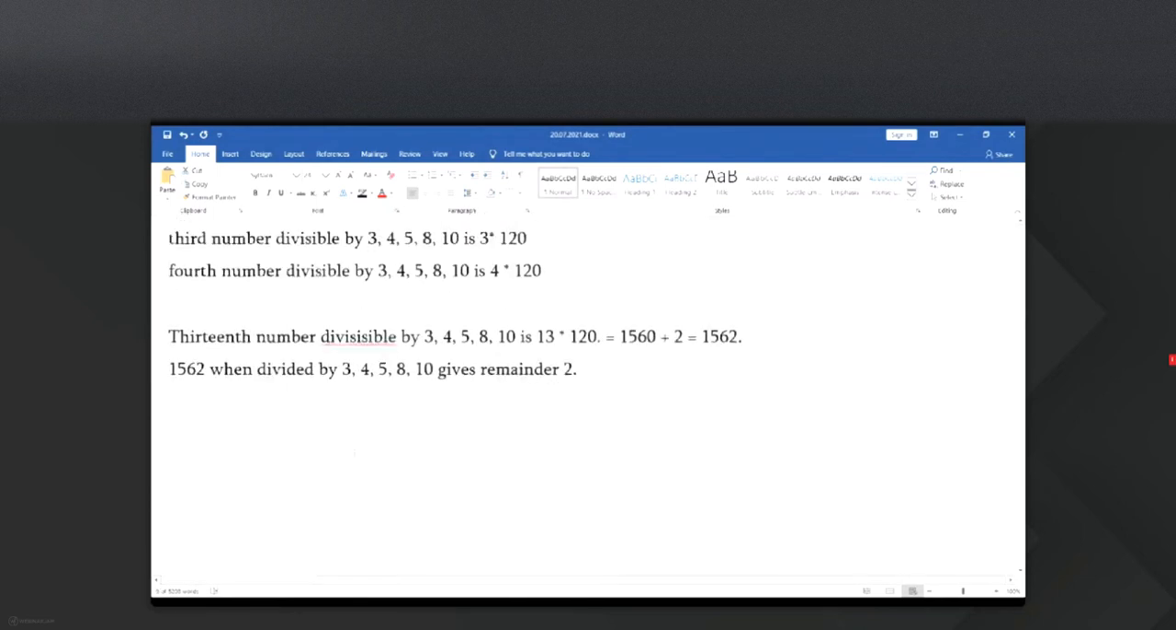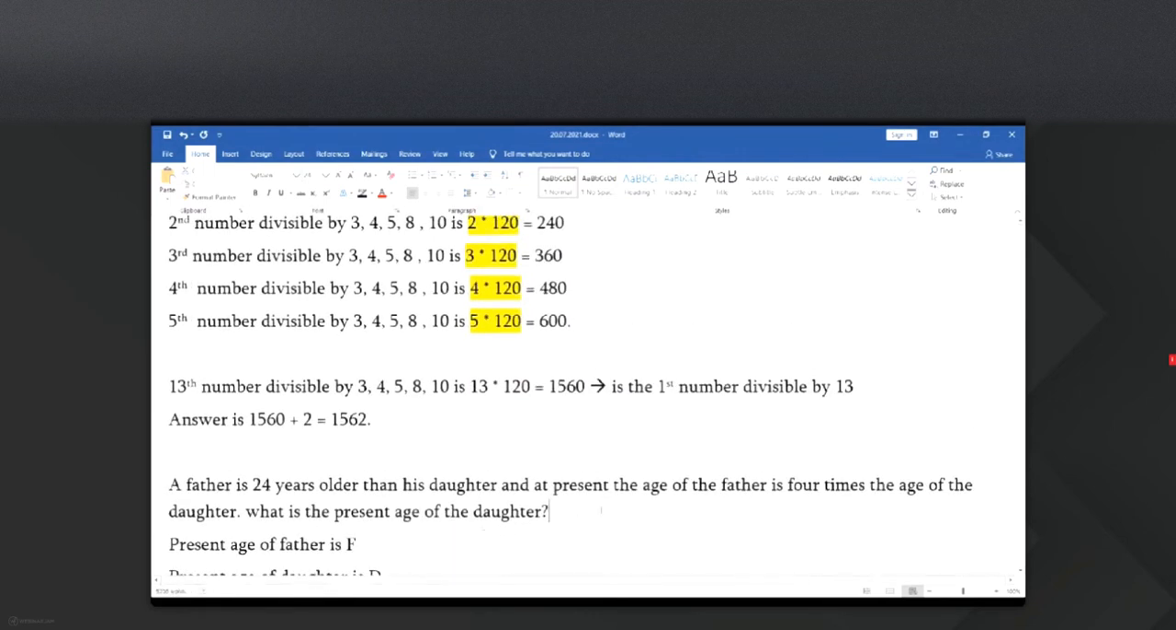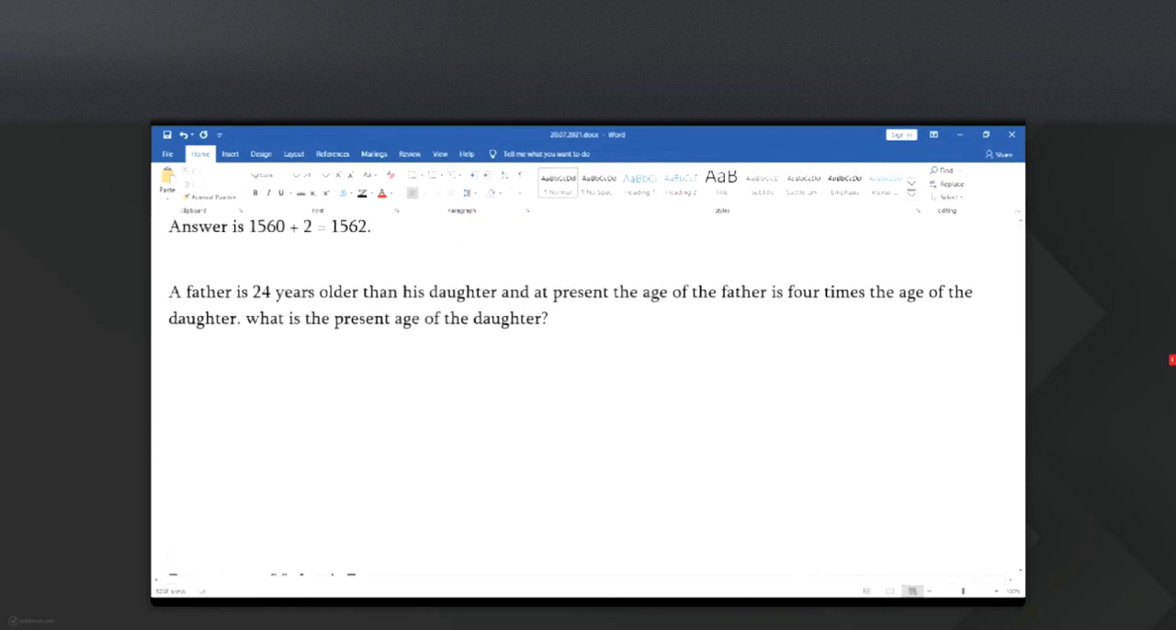Okay. Right. So we move on to the next question, guys. So I want you to try this one. So try this question.